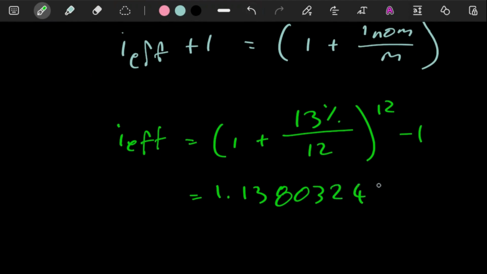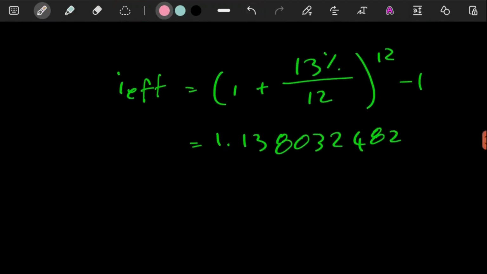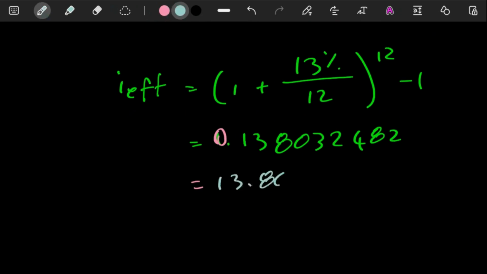So this is 482. And then if you minus 1, you're going to have 0 point something here. And then when you multiply by 100, you're going to have 13.80%. This is like IEFF.